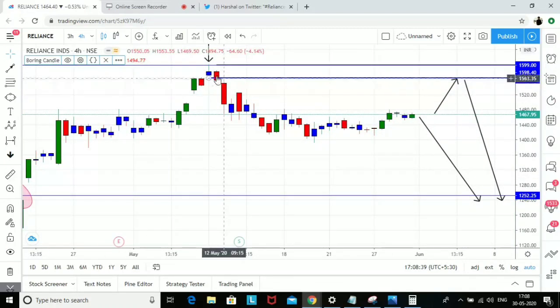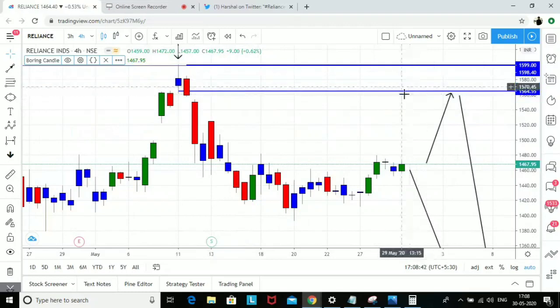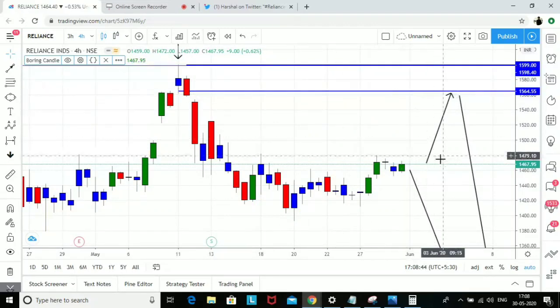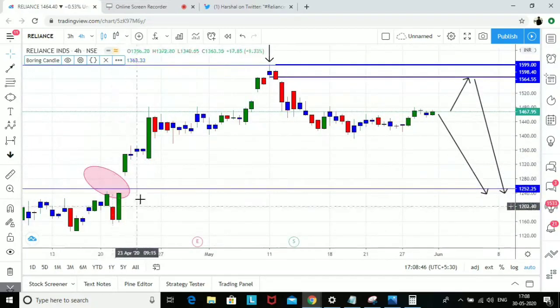I have an overhead supply. I'm not saying that it is going to react, but in case it is reacting, then we have a very good demand zone.